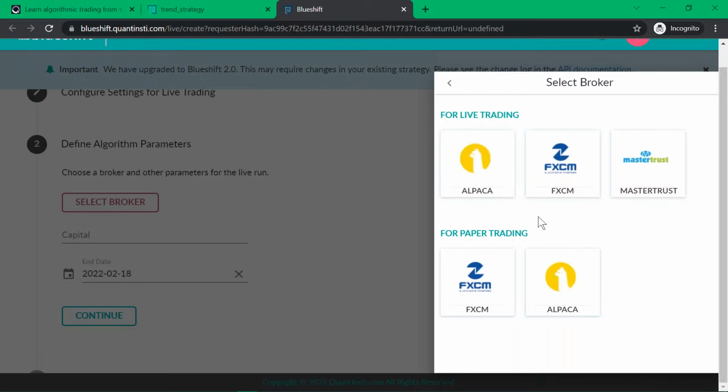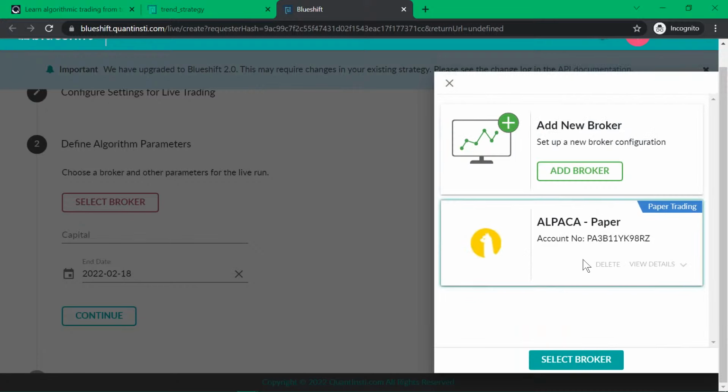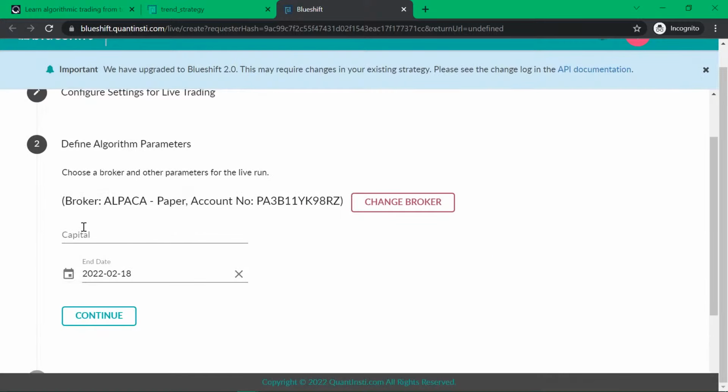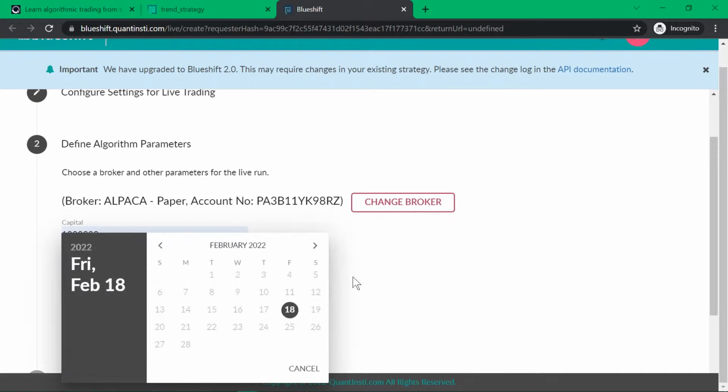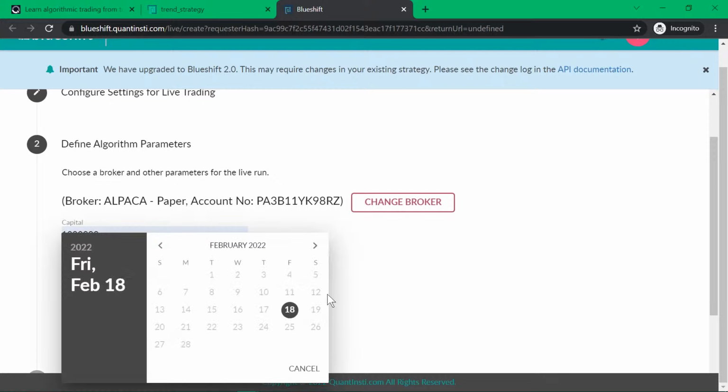I tested this on US equities, so I want to release it for paper trading on US equities. So I have selected Alpaca here. You can just sign up to Alpaca for free, get your API key, and connect to this. After you select your broker, you're going to give a capital. Since this is paper trading, let's give $1 million, and we also need to specify till what date you want this algorithm to run. I just want this to run for a single day, so I'm giving the end date as today.